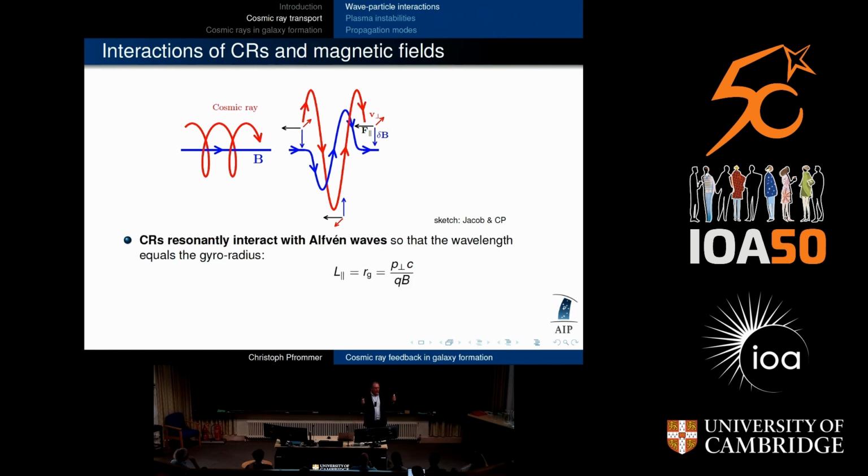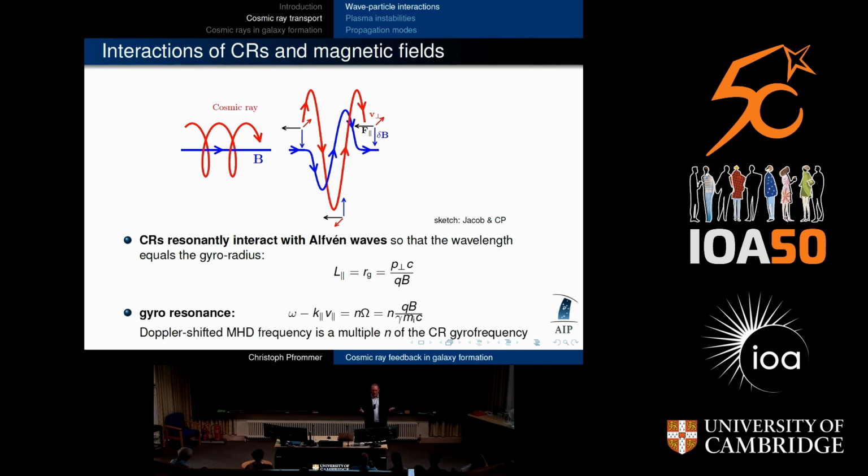So this is the idea of how you can actually change the angle between a cosmic ray momentum and a magnetic field, and how you basically make the cosmic rays change the velocity with which they move along the magnetic field. Okay? And clearly this only works if you have a resonant process where the length of the Alfvén wave is equal to the cosmic ray gyro radius. And that is basically, you Doppler shift the MHD frequency, and this has to match n times the cosmic ray gyro frequency.